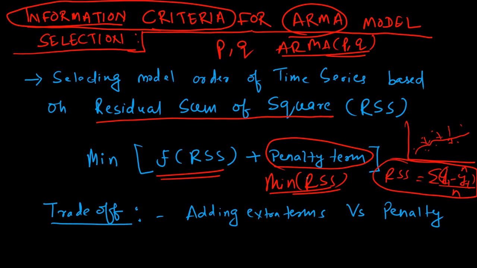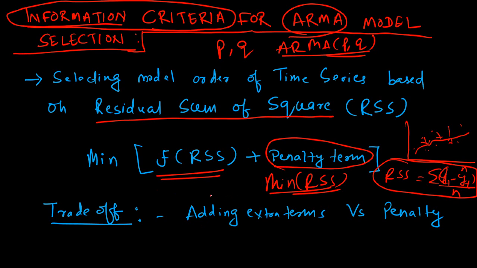Okay, and there are several information criteria metrics available. So we'll see the differences between them. Okay, and why is it so? What's the logic behind using this as a criterion for selecting the order of the ARMA series?